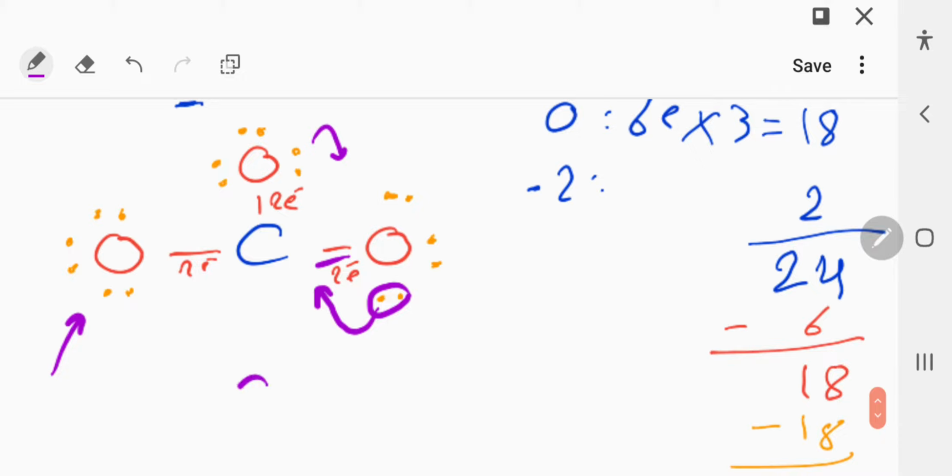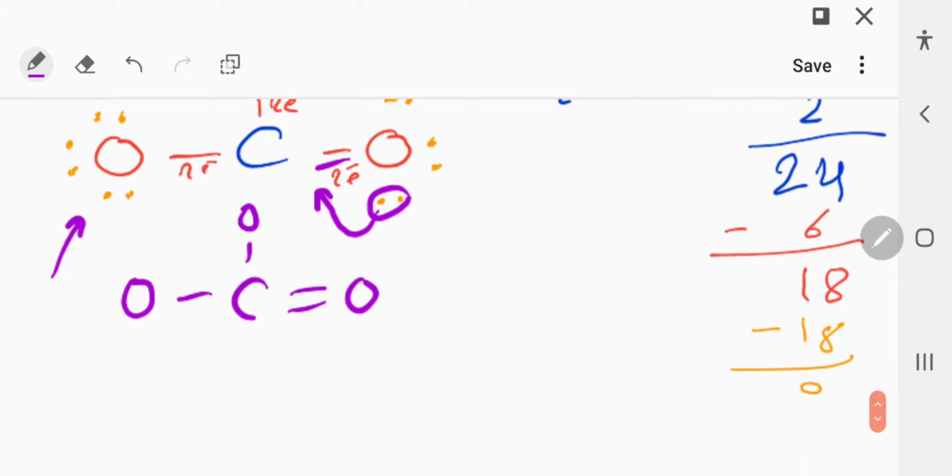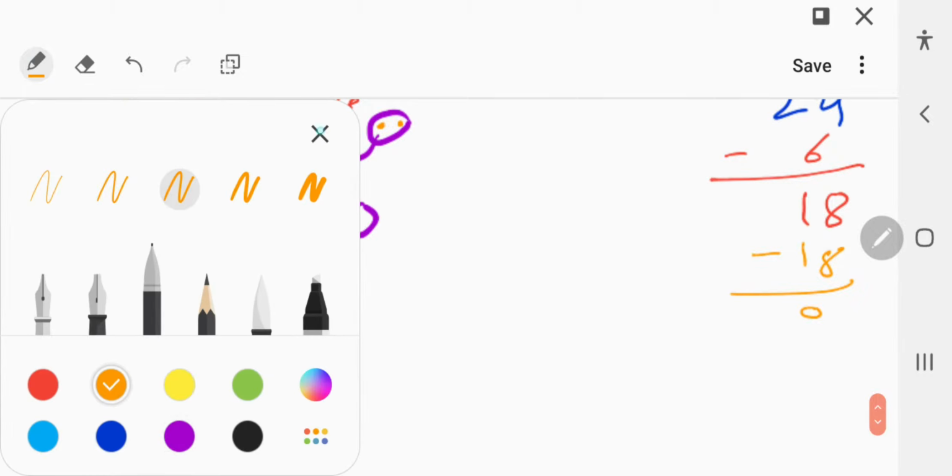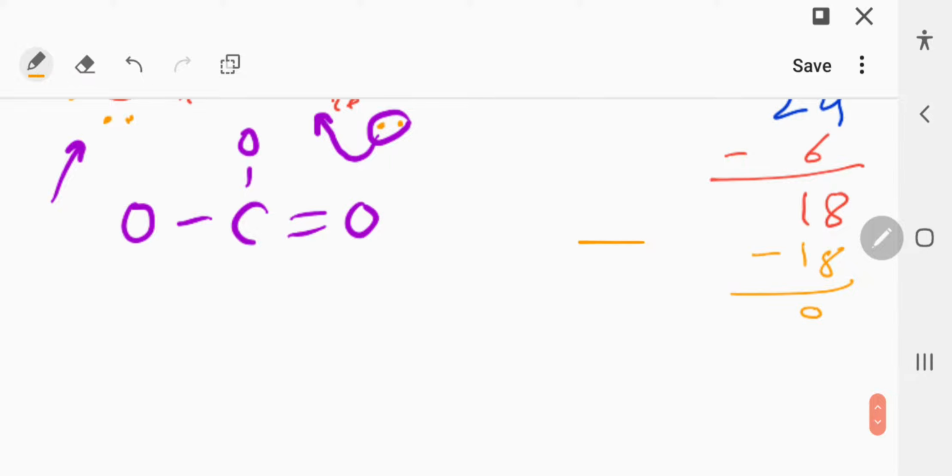So the compound will be C double bond O, O, O. This is the Lewis structure, and we don't draw the dots, the non-shared electrons, here. So we could have this shape, or if we use another oxygen atom, we could have this one, or we could have this one.